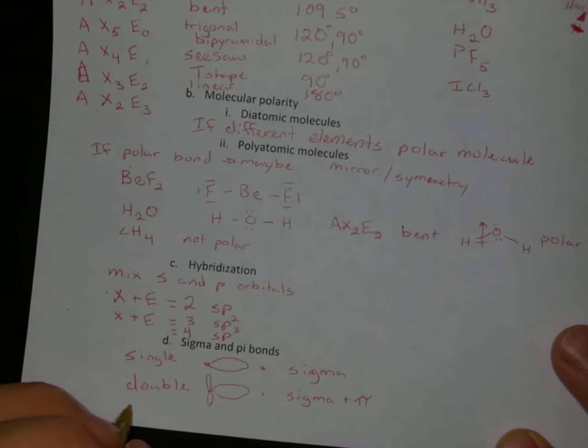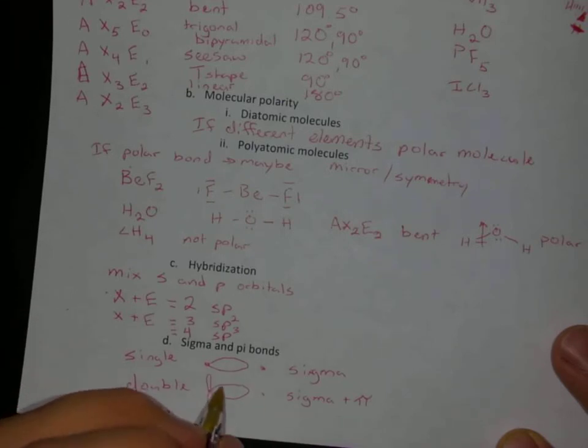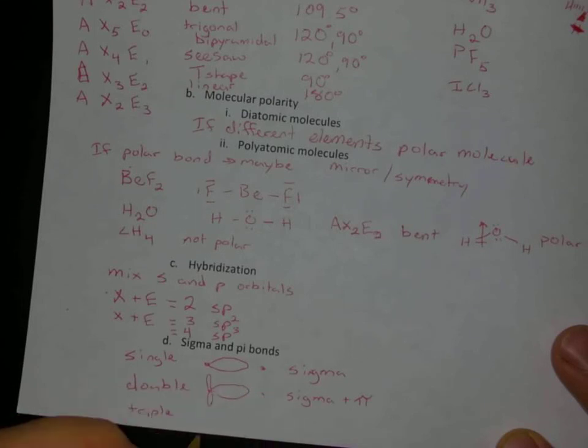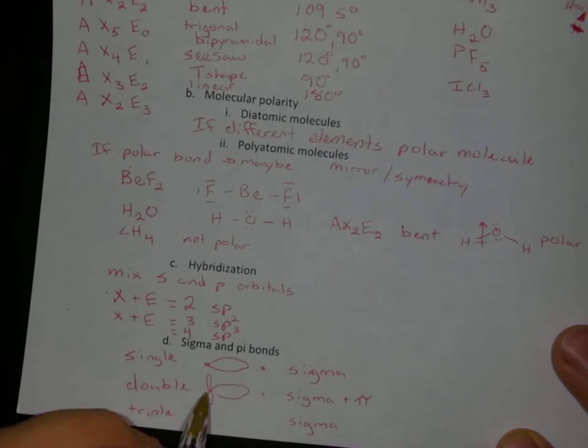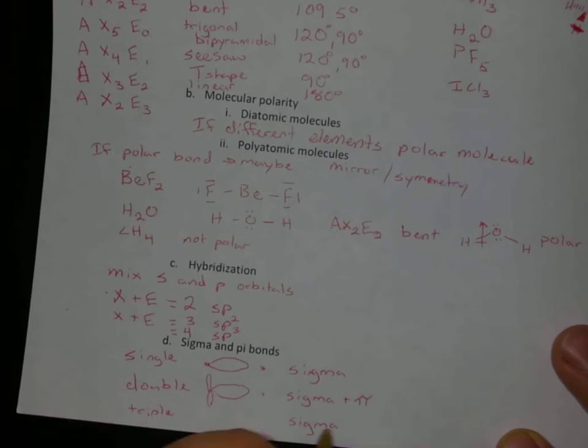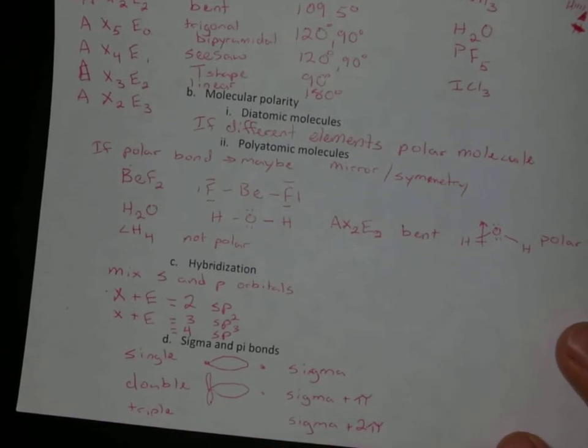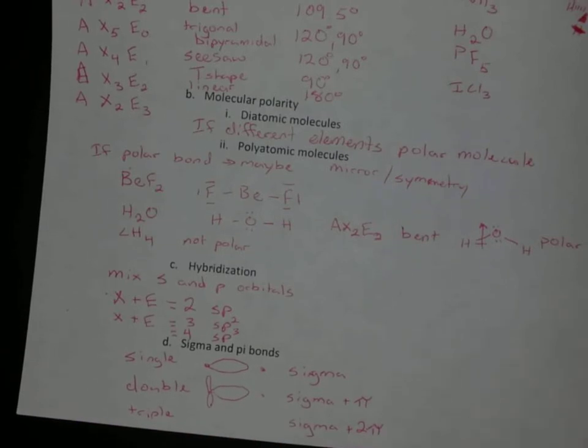Okay? And then a triple bond, we again have this sigma pointed towards the other nucleus, but then we also have the sharing of the p orbitals above, with the p's coming in and out of the plane. And so we have 2 pi bonds. Okay? So that's all the notes that we need to do for this unit.